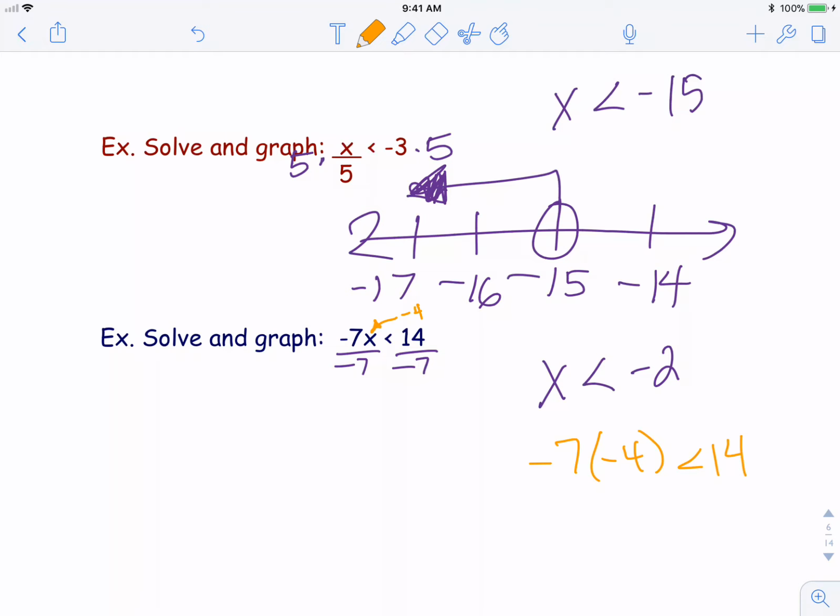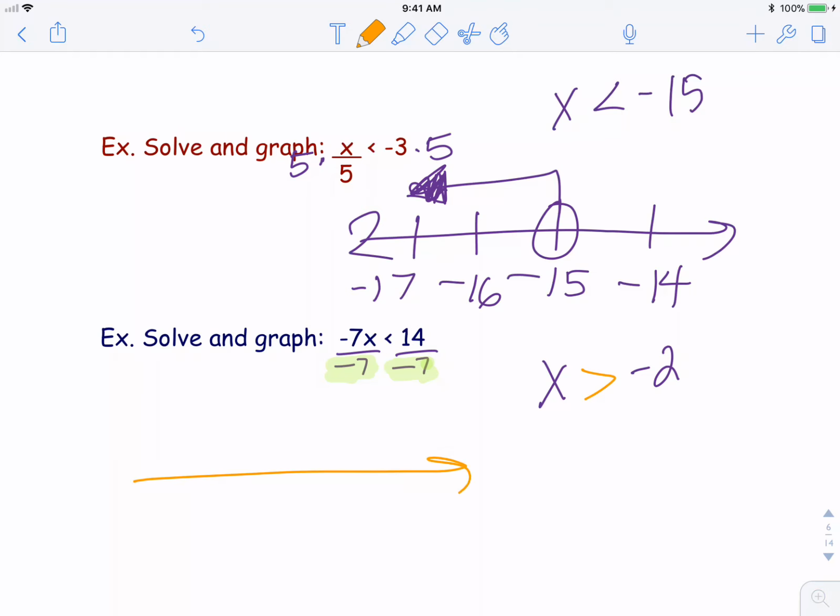Well, remember our rules of multiplying with negative numbers. If I multiply a negative times a negative, that's going to result in a positive. Positive 28 is not less than 14. So to deal with this, whenever we multiply or divide by a negative to get our x by itself, we are going to need to flip our inequality symbol to help counteract that property. So right here, I was dividing both sides by a negative number. It's what I did to both sides. So I need to change that less than sign to a greater than sign.